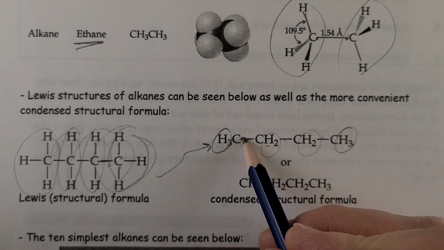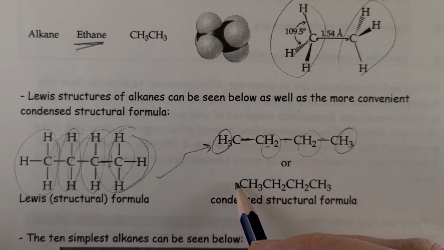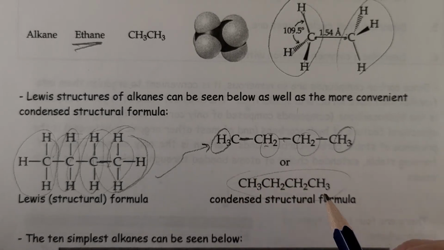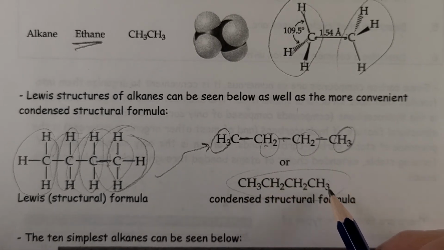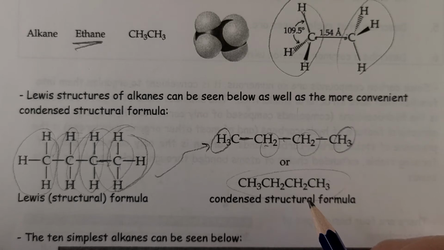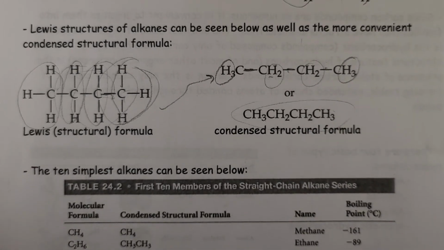And sometimes these bonds are not shown either, and we just simply write it like that. So the edge carbons would have an H3, and the middle ones would have an H2. So sometimes it is written like that. So that's something to be aware of.